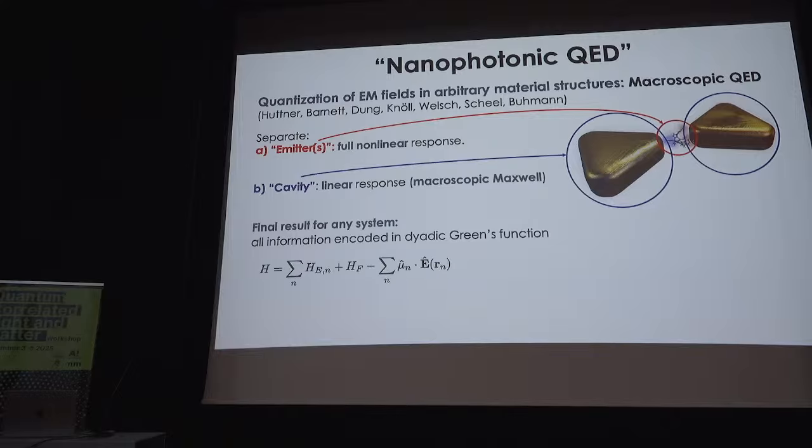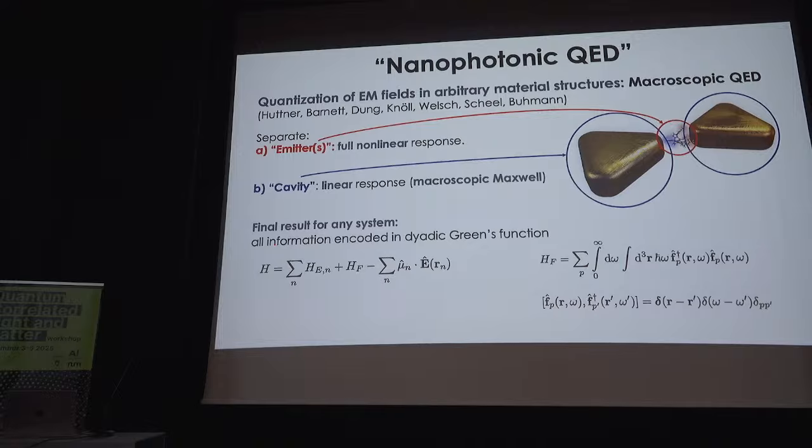What I get is a very simple Hamiltonian where I get the emitter Hamiltonian, I get the field Hamiltonian, and I get the light-matter interaction, in the dipole gauge, let's call it. It's just the dipole operator of the emitters with the electric field.